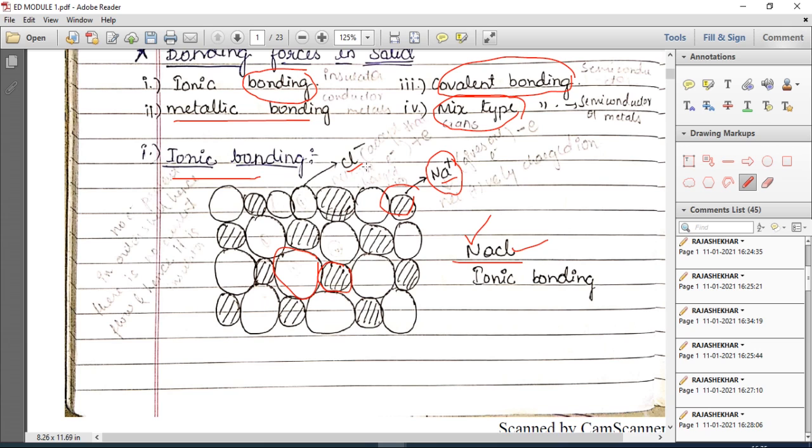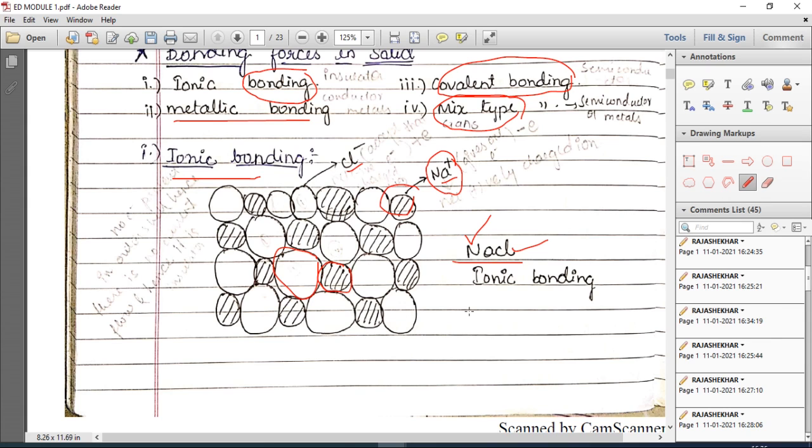Due to this, there are no free electrons in this lattice structure. Because there are no free electrons in this structure, there is no possibility of the movement of electrons in this bonding.